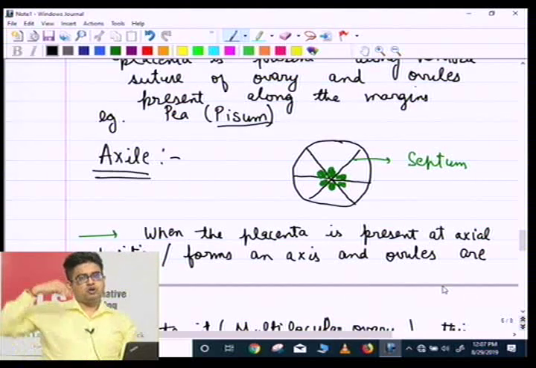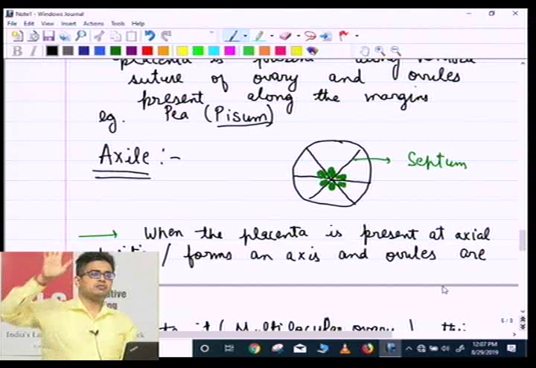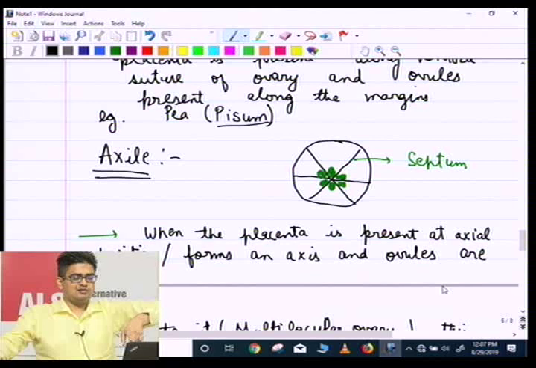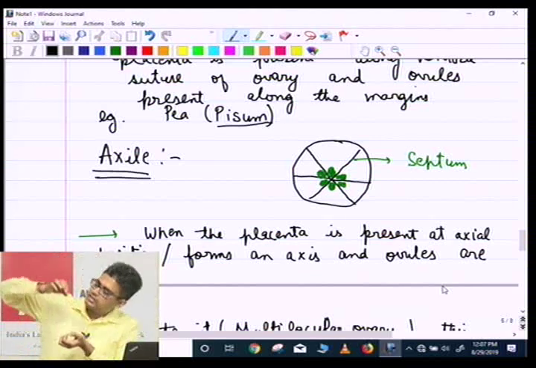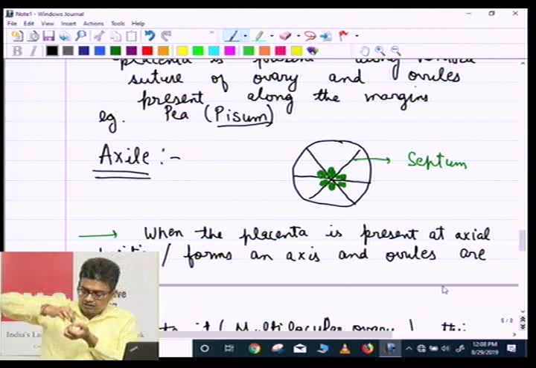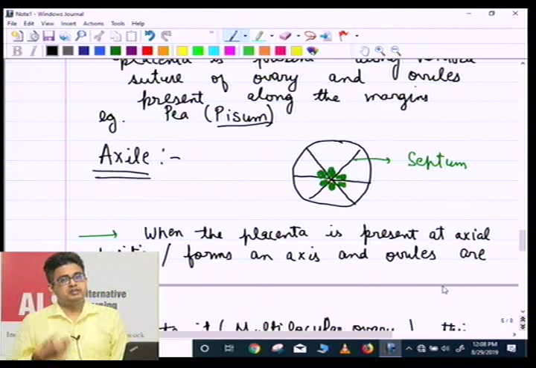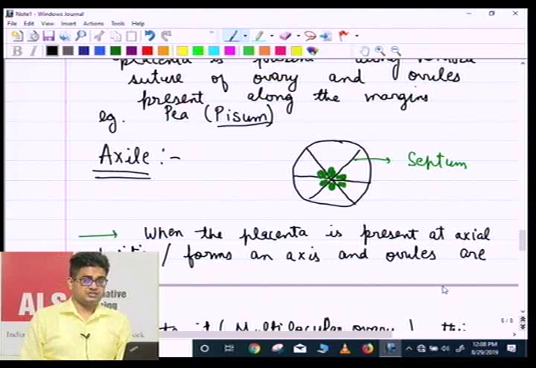Now, what will happen if the septum gets dissolved? If the septum gets dissolved in axile placentation, what will happen? If the septum is dissolved, all the seeds will be present on a central axis. They will be formed around the central axis. They will be like hanging to the central axis. So this is called free central placentation. You can compare it to the axile placentation.